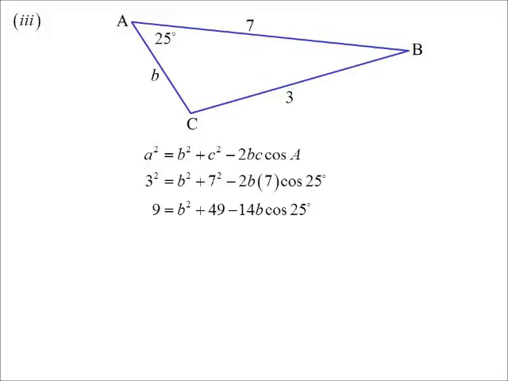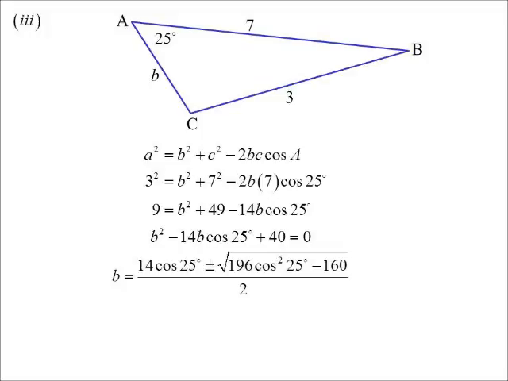It's a quadratic. There it is. b squared minus 14b cos 25 plus 40. So, of course, you say to yourself, what multiplies together to give 40? What adds together to give minus 14 cos 25? Anyone? No? No, of course you don't do that. There's no way we're going to come up with those numbers. So we go straight to the quadratic formula.